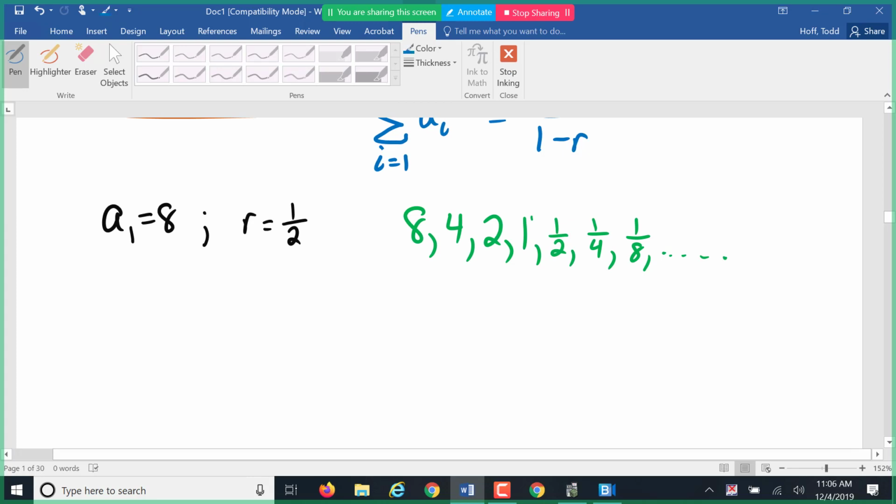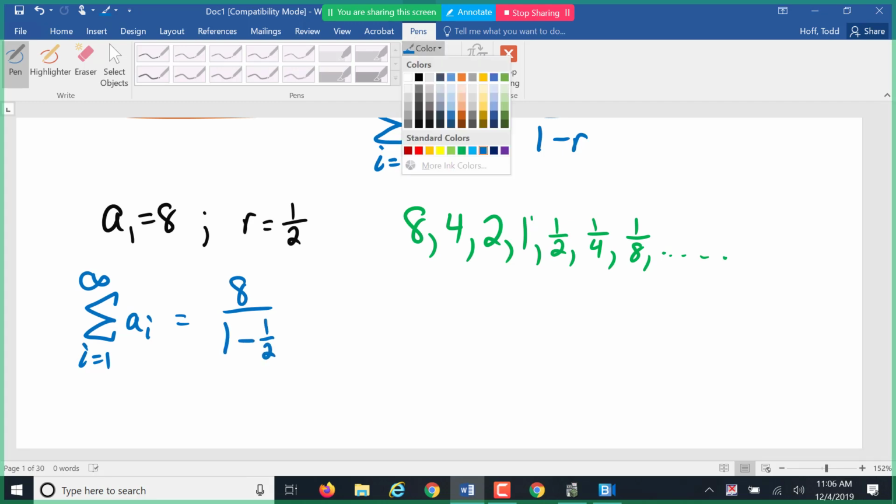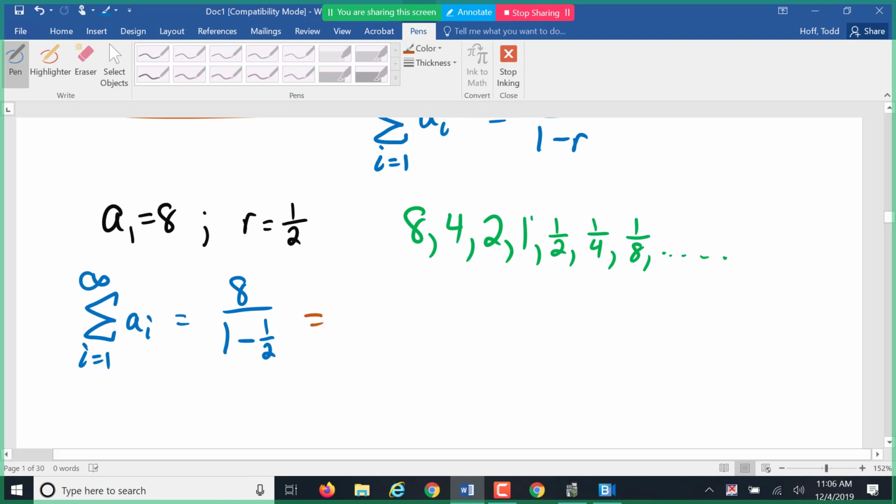To find the infinite sum now, from i equals 1 to infinity, for that, we're going to take a1, which is 8, over 1 minus r, so 1 minus 1/2. So that'll be 8 over 1 minus 1/2, which is 1/2. 8 divided by 1/2 is 16.